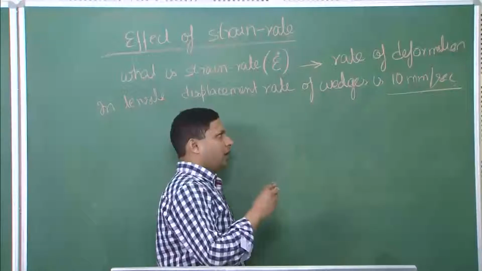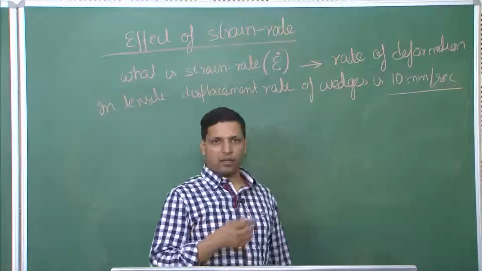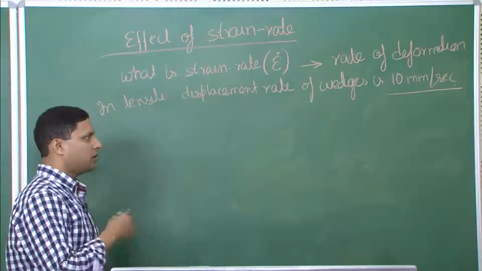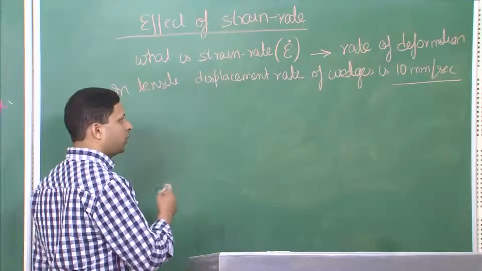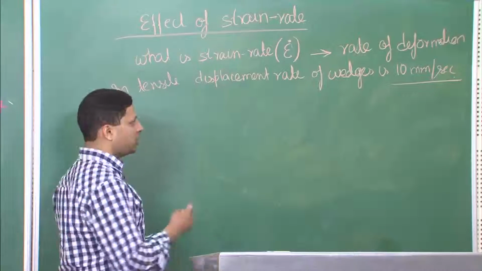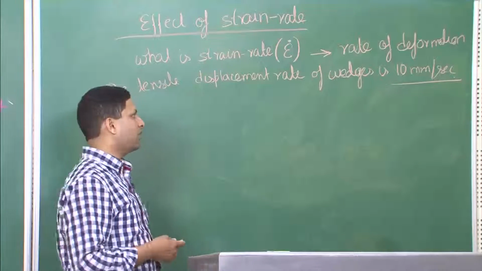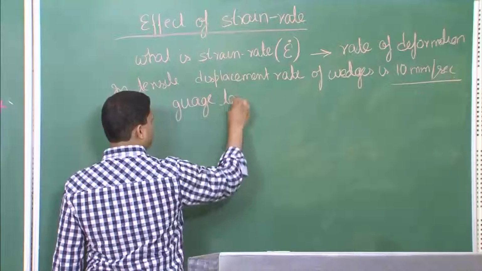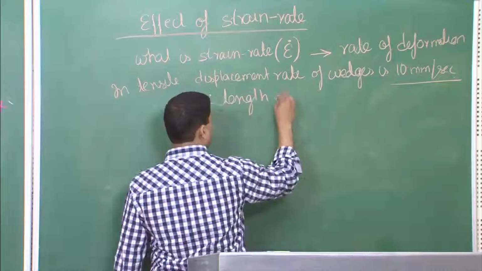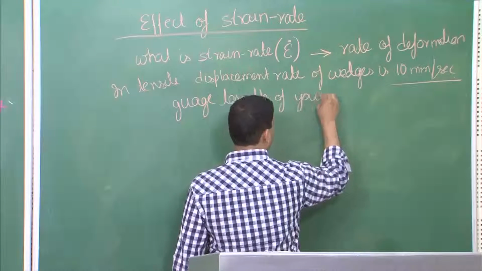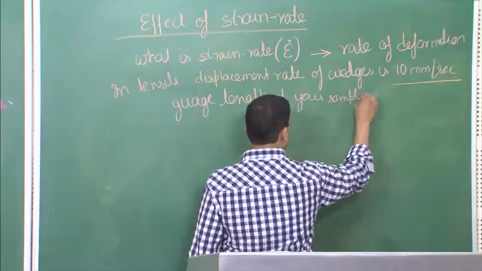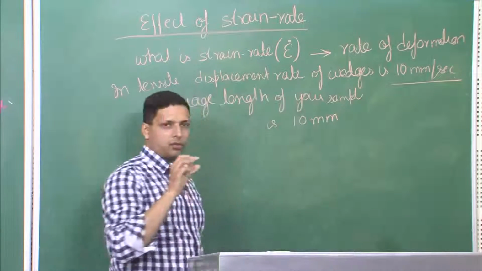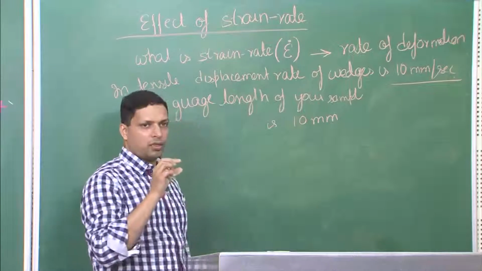I have to explicitly mention this because I know that at early stages students do get confused and put strain rate in terms of millimeter per second. It is not the unit of strain rate, it is just the displacement rate. From this displacement rate we will get strain rate. Now, let us say the gauge length of your sample is, for the first case, let us say it is 10 millimeter. So, the sample is small and your gauge length is 10 millimeter.